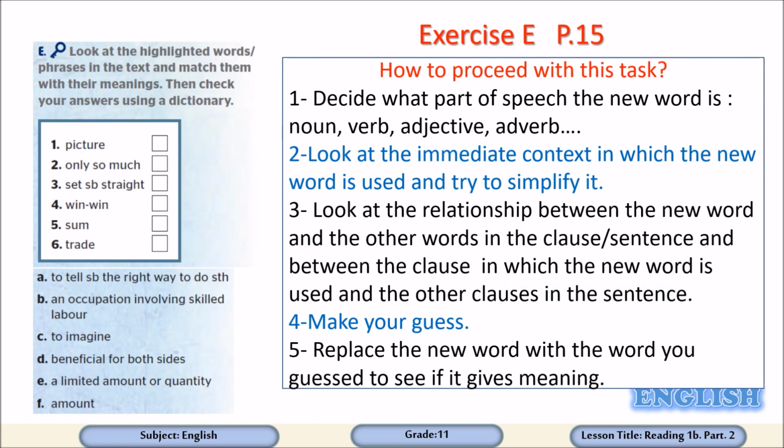Let's now work on exercise E. Look at the highlighted words or phrases in the text and match them with their meanings. Stop the video and look at the tips on the right on how to proceed with this task. If you've finished, let's begin.